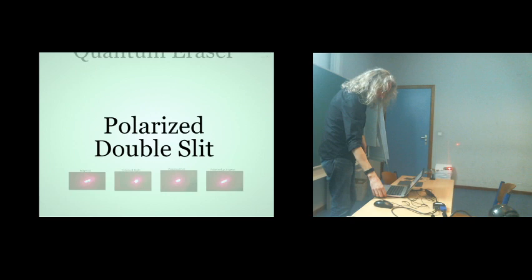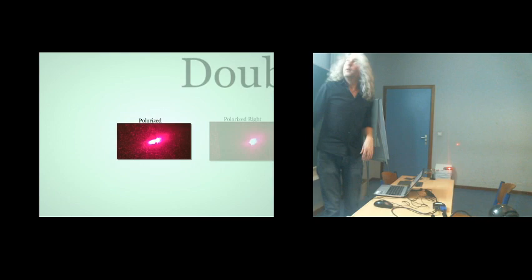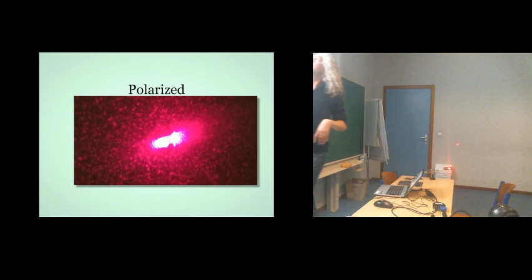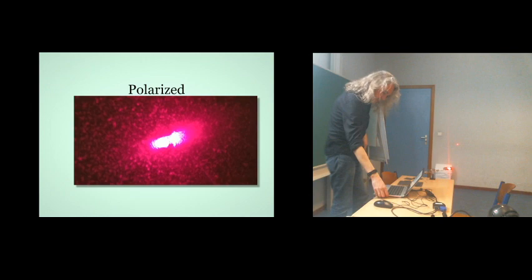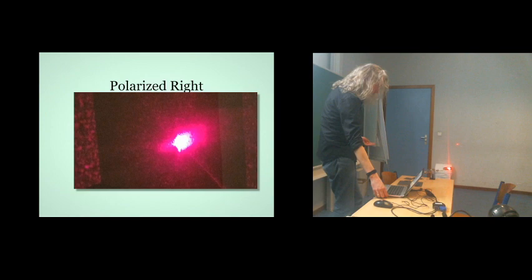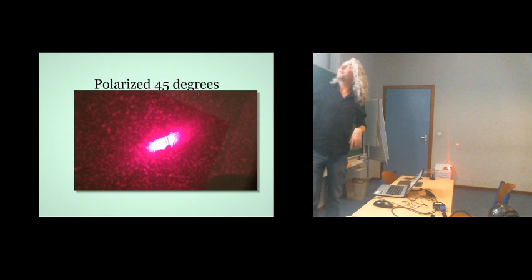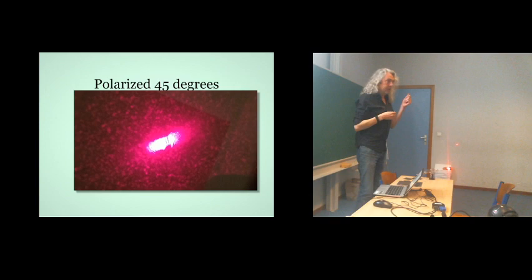We used a polarized double slit, and I took these pictures last night. You have the two blobs of light, one from the left and one from the right side. With the polarization filter you can choose which part you see, and if you put the polarization filter at 45 degrees you can see some interference pattern reappearing in the middle. Okay?